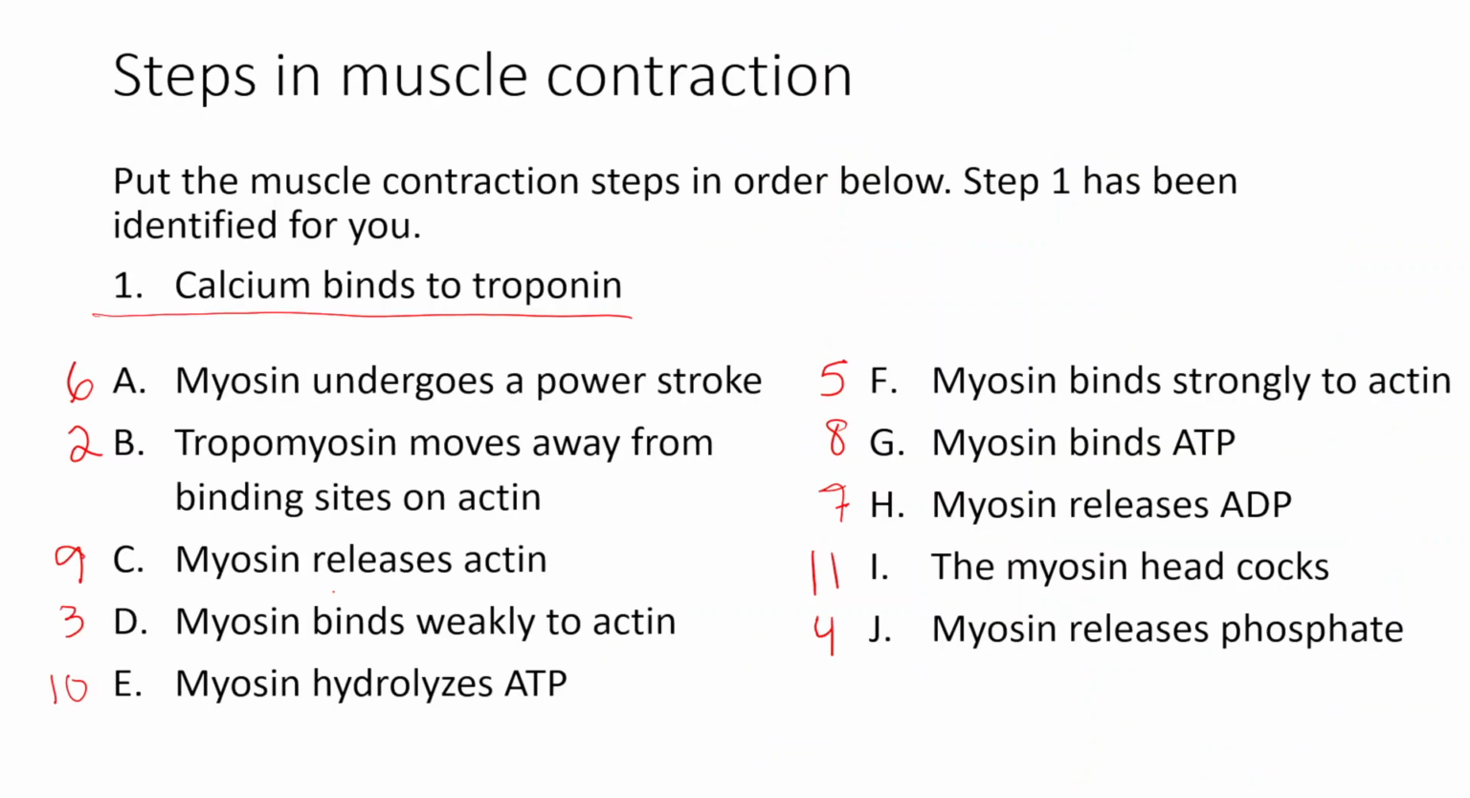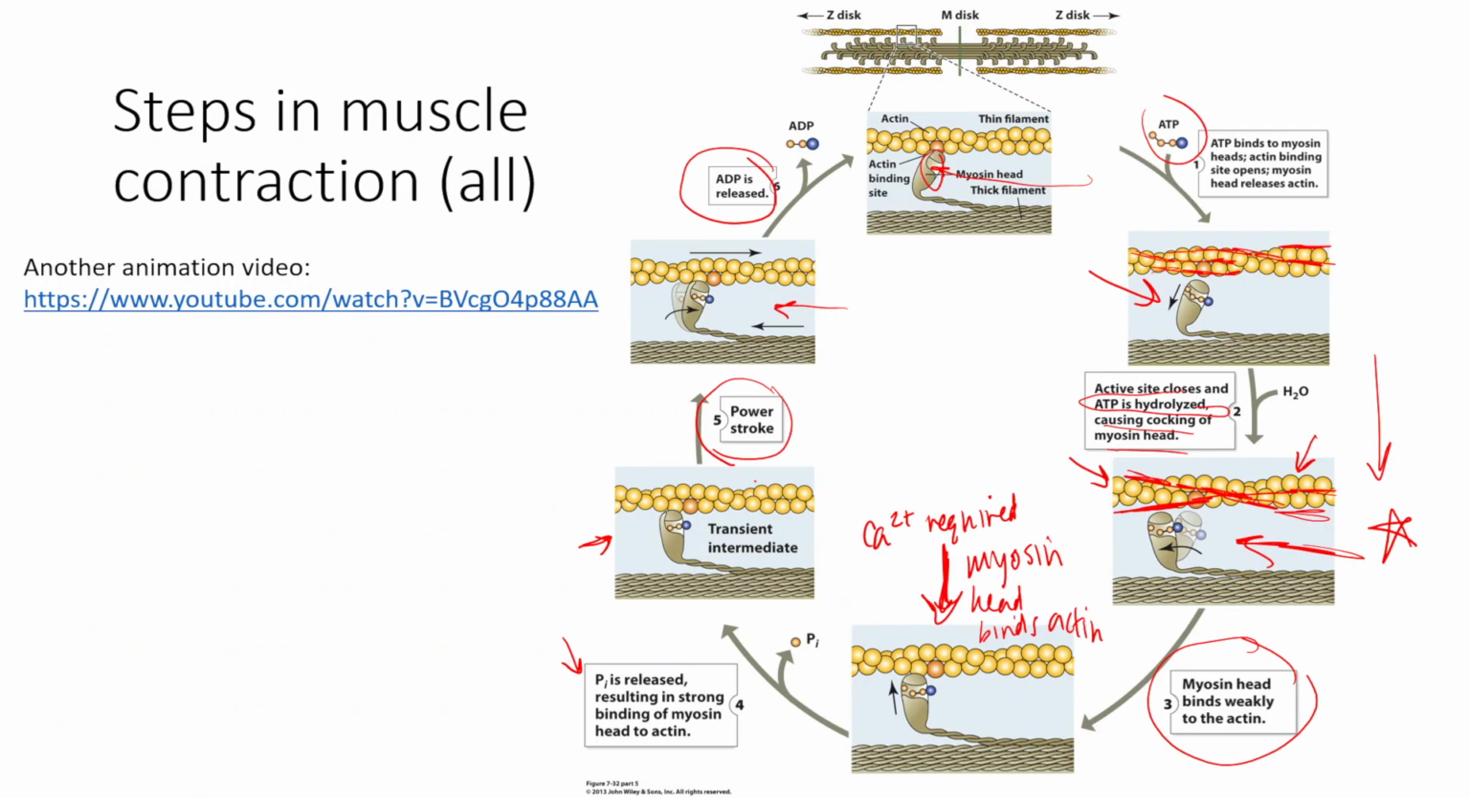Did I misnumber something? I just don't understand why the myosin binding ATP we have at the end is, in the diagram, before the weak binding. Okay. So that's just because it's a cycle, right? So it depends where you want to start the cycle. It tells you what's at the beginning or the end.